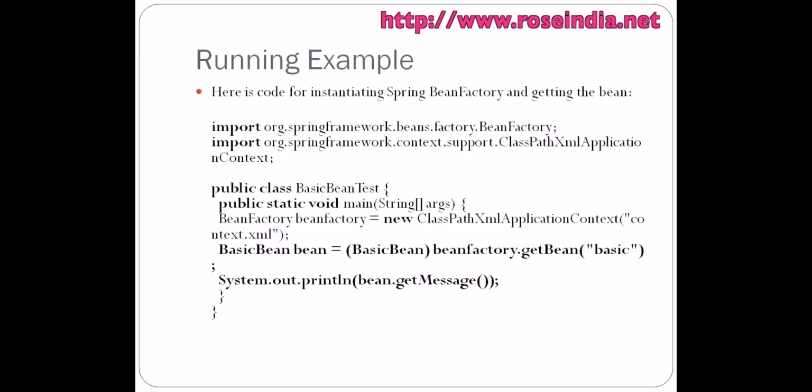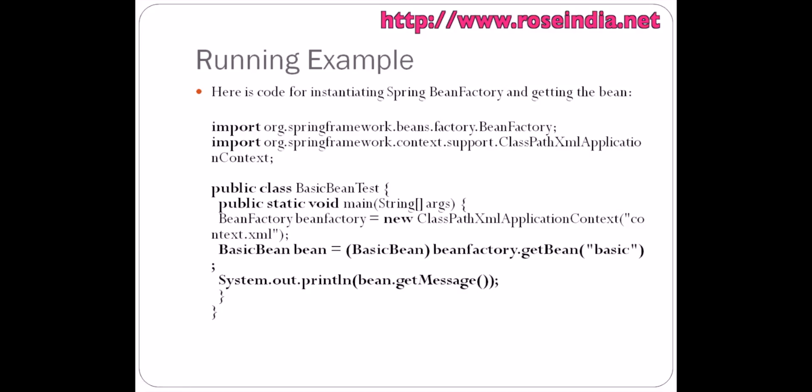We are creating the bean factory, then getting the bean from the bean factory. To create the bean factory we have to use the ClassPathXmlApplicationContext and pass the XML file. In our case it is context.xml. The next line is to get the bean. So we'll call the method beanFactory.getBean and pass the name of the bean, and it will return the bean. Now we'll have an already instantiated bean and we can call the method on it.